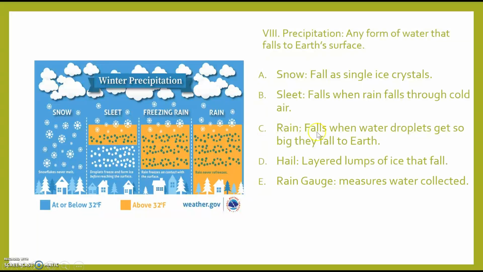I do have freezing rain in here, which is similar to hail, but I wanted to show a picture of that too. So your snow is going to be like single ice crystals. Sleet is going to start as rain and then fall through cold air, which solidifies it. Rain is just water droplets that fall when it gets too much. Hail is layered lumps of ice that fall. And then to measure all this, you have something called a rain gauge, and it measures the water that is collected. We'll make one of those sometime. We'll see if there's any rain coming up.